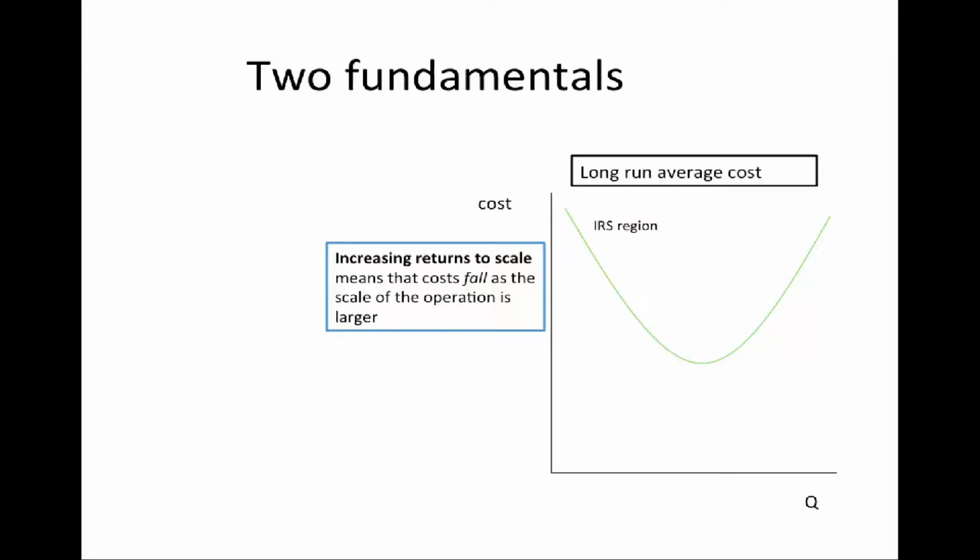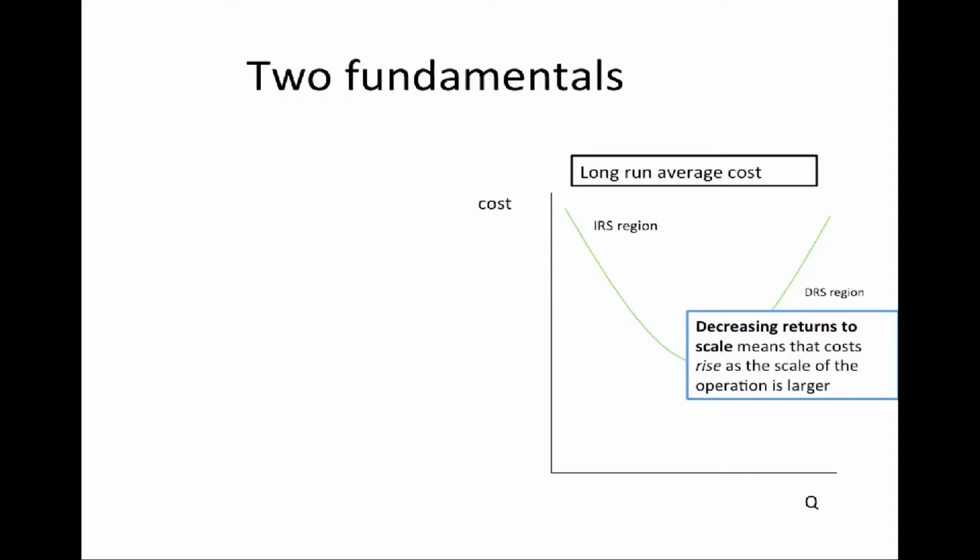We'll call this the IRS region, not because of the Internal Revenue Service, but because of increasing returns to scale. And the idea is that costs fall as the scale of operation is larger over some region. That is, over some range of quantity of output. There's another region we call the DRS region, or decreasing returns to scale, meaning that over that range of quantities of output, costs are rising as the scale of the operation is larger.